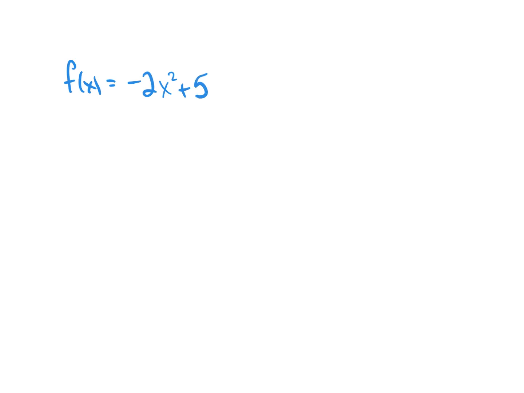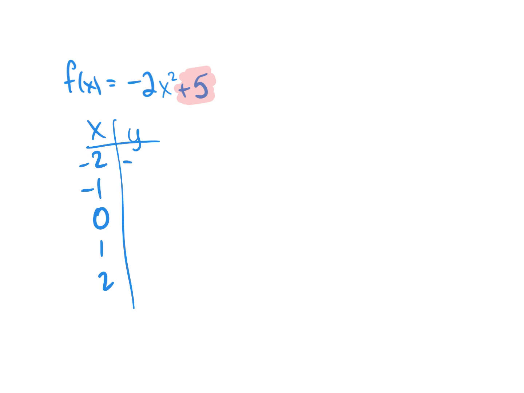Okay, and what we just talked about, any plus or minus number, it's going to move the starting point, the vertex, up or down in that same direction. So when we get around to our picture, we're going to see that our starting point has been moved up 5. But I'll show you that by finding the points. So here we go. Again, the values we use are 0, 1, and negative 1, 2, and negative 2. And once again, we're going to put those in for x. So negative 2 times negative 2 squared plus 5.